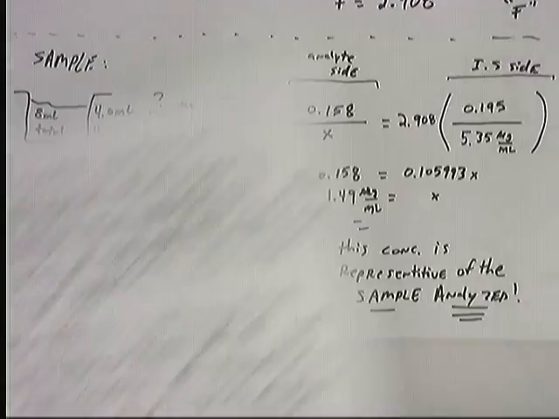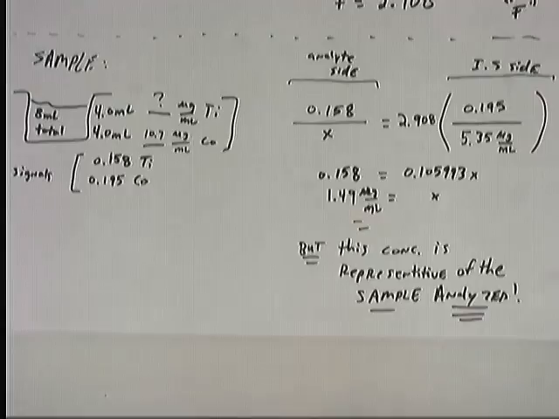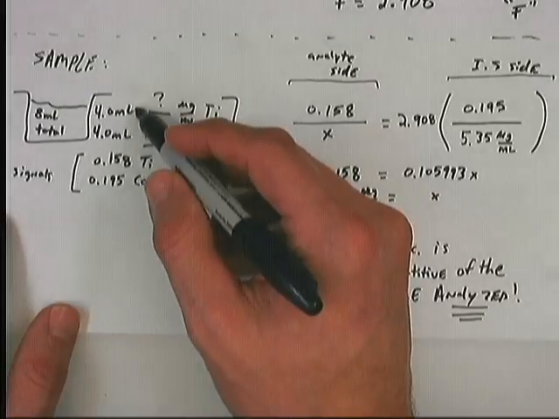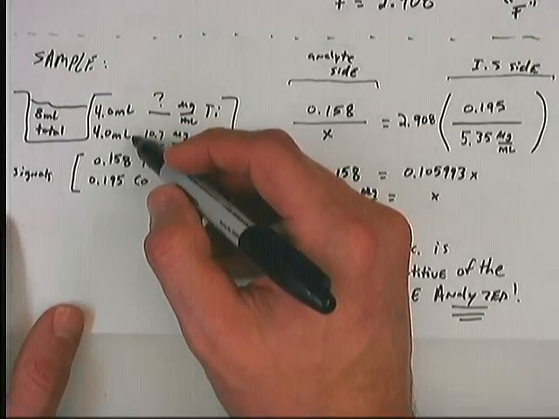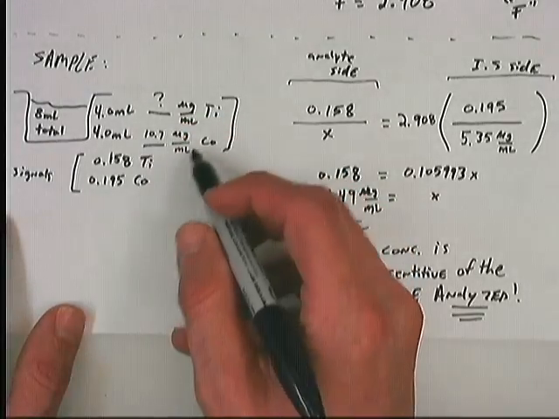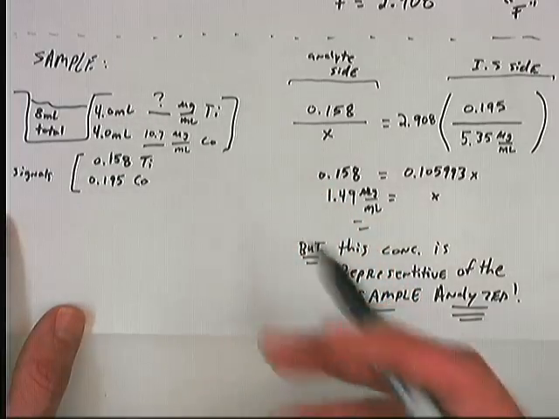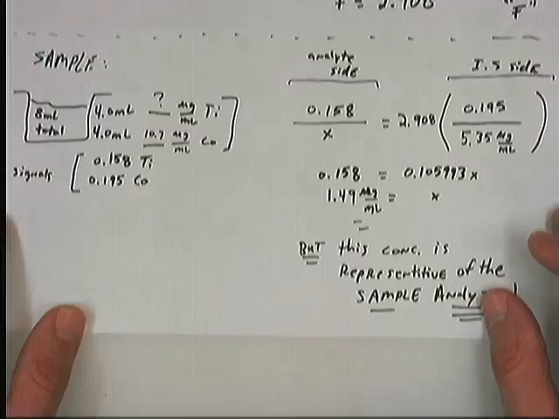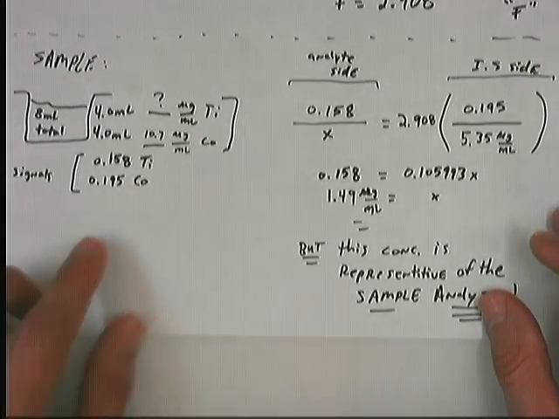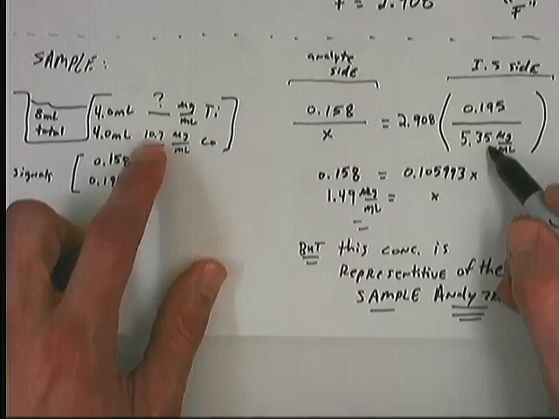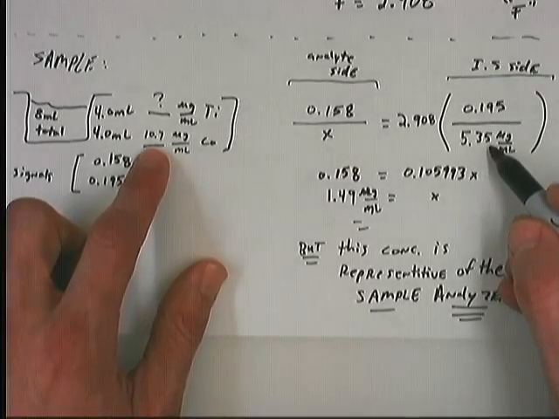So I'm going to have to account for that. Now in this particular example, it's reasonably easy to do that, okay? Because I mixed 4 mils of this with 4 mils of this. So I'm basically diluting my cobalt standard in half from 4 milliliters to 8 milliliters, okay? Which halves the concentration. I double the volume, half the concentration. So that's how I got this number, 5.35 here, because it's exactly half of this 10.7.